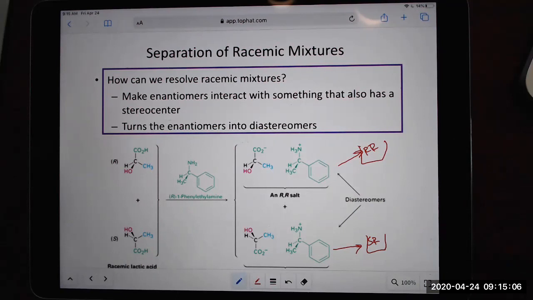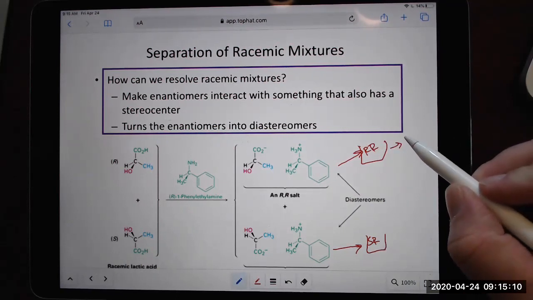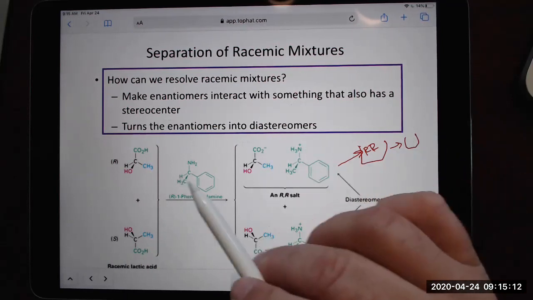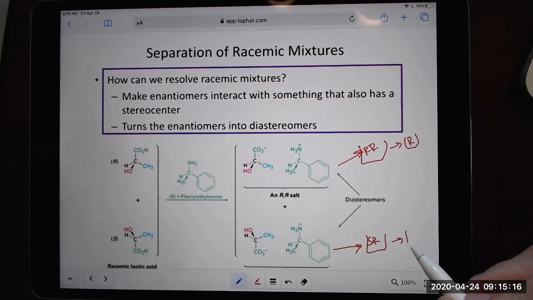Okay, that you can separate out. If you remove that R, this temporary group here, you end up with a bucket of just R, and you have a bucket of just S. So the way you do it: make a temporary diastereomer, and then do the separation.